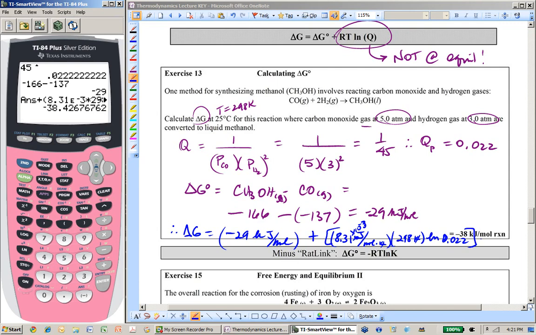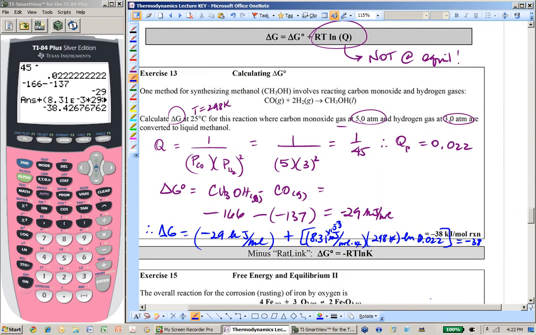Oh, thank goodness. I got a little panicked when I had to go look up numbers. Negative 38.4. How many sig figs? 5.0, 3.0. We'll stick with negative 38 kilojoules per mole.